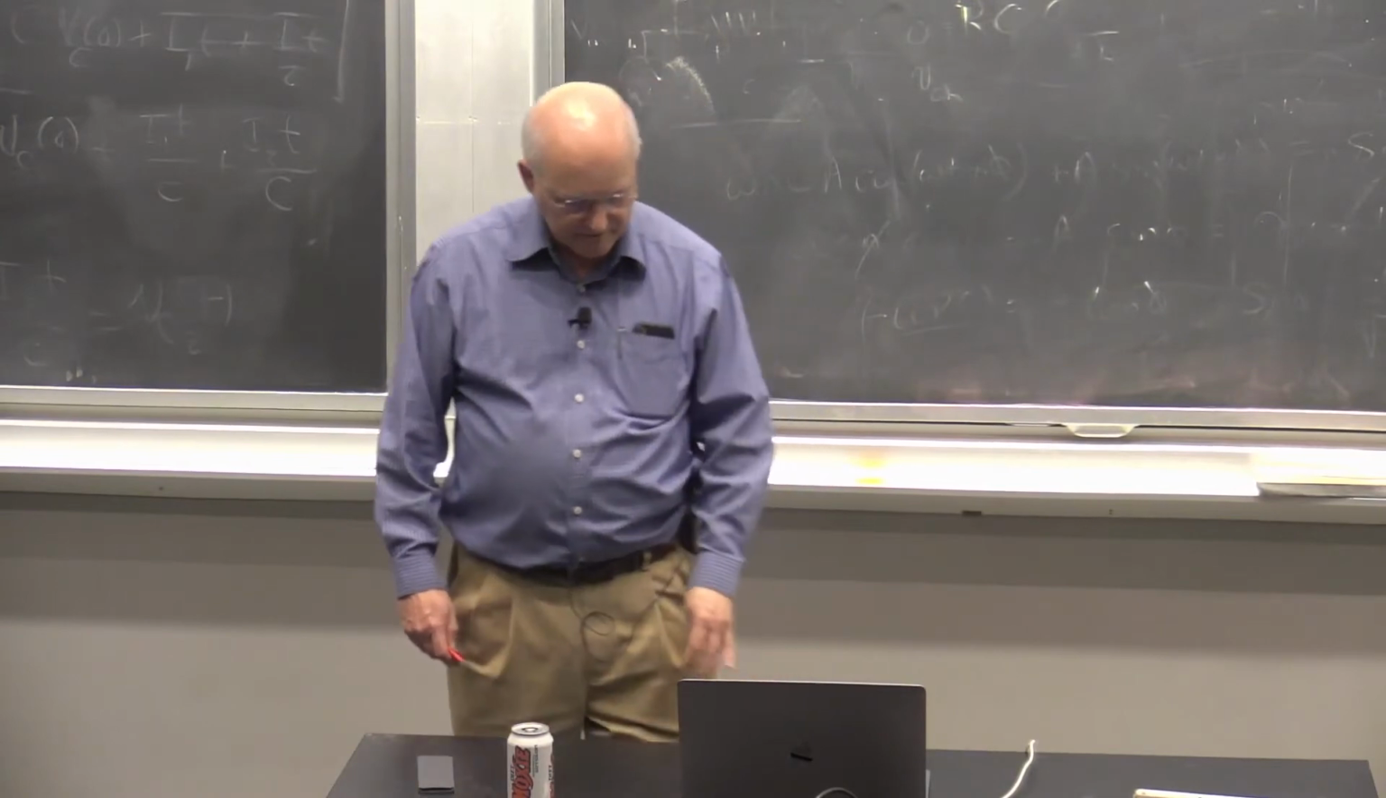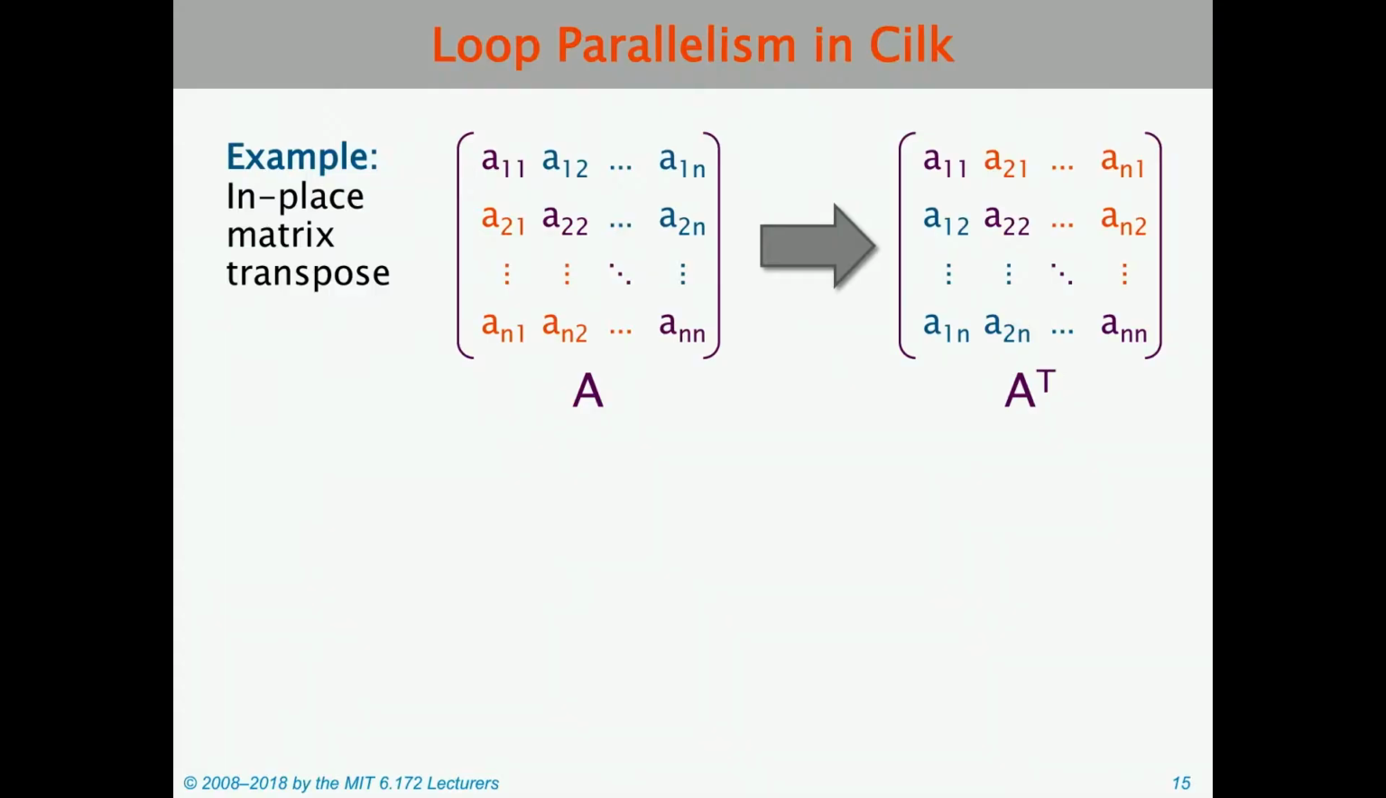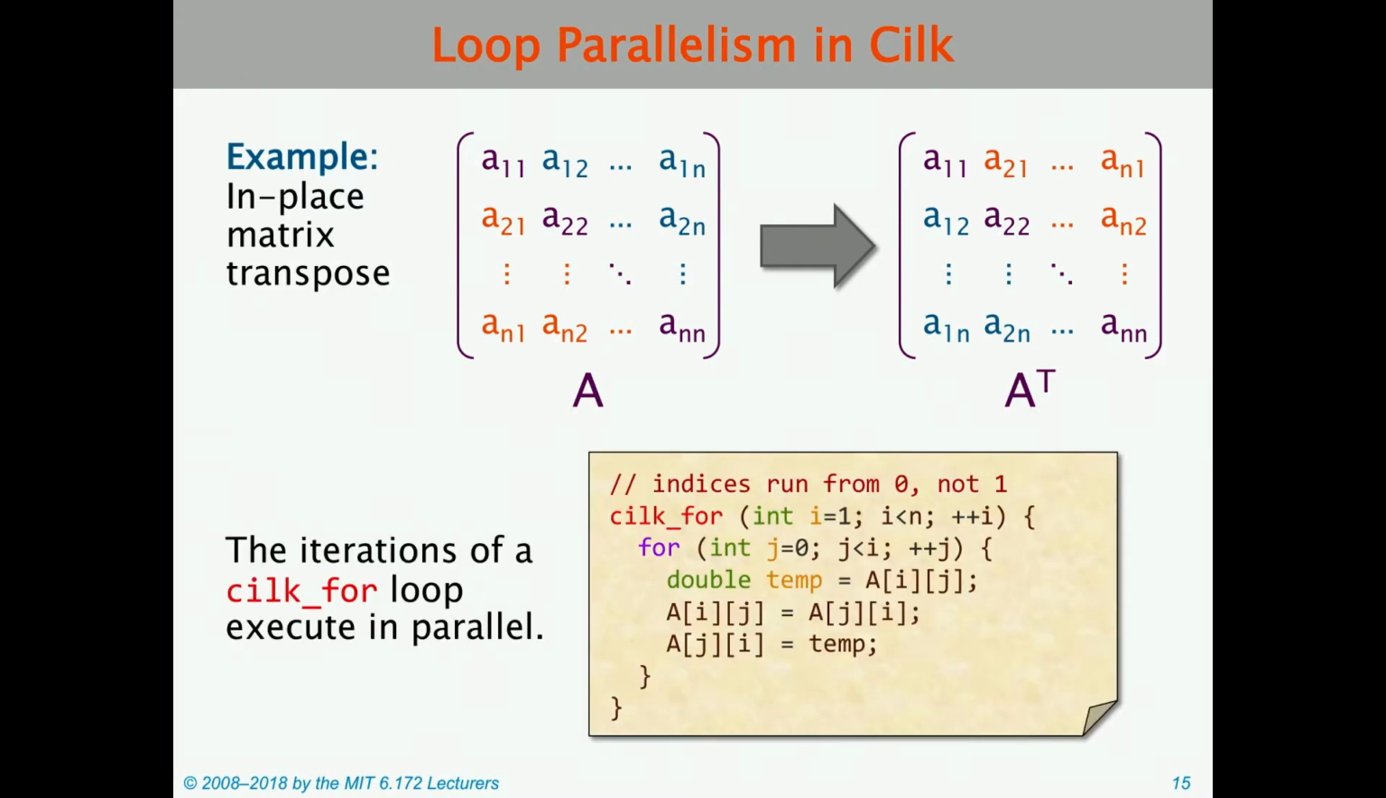Usually it's loops. So what we're going to look at is a code to do an in-place matrix transpose, as an example of this. So if you look at this code, I want to swap the lower side of the matrix with the upper side of the matrix. And here's some code to do it, where I've parallelized the outer loop, okay?